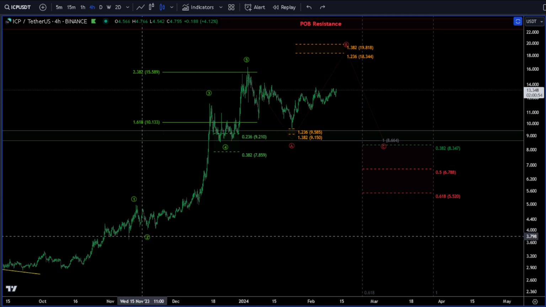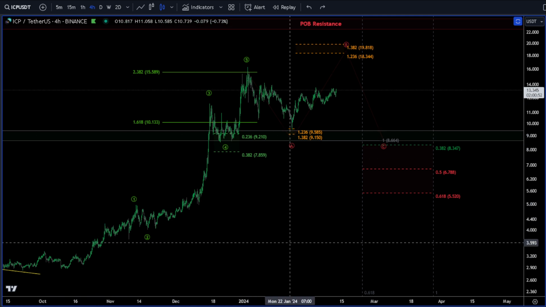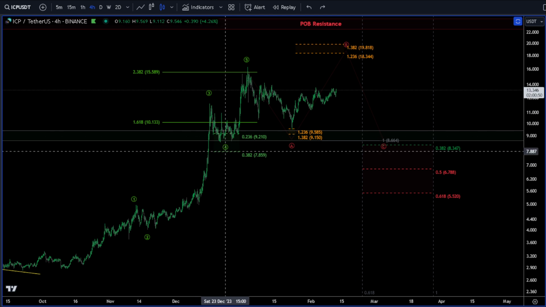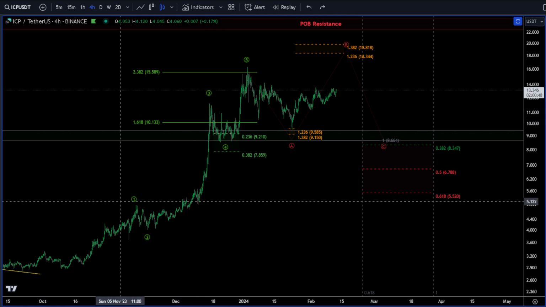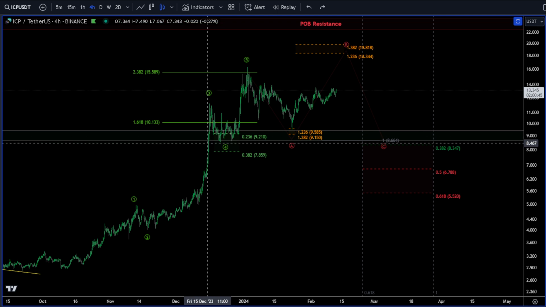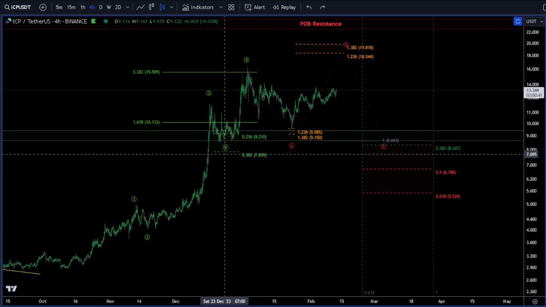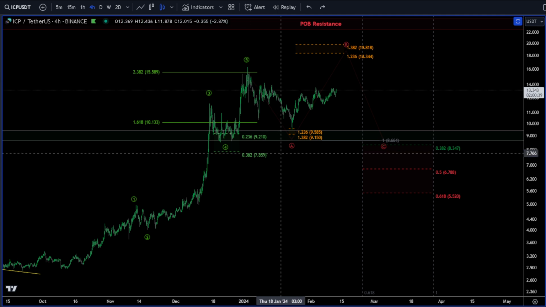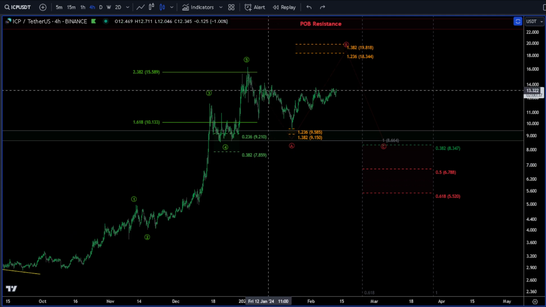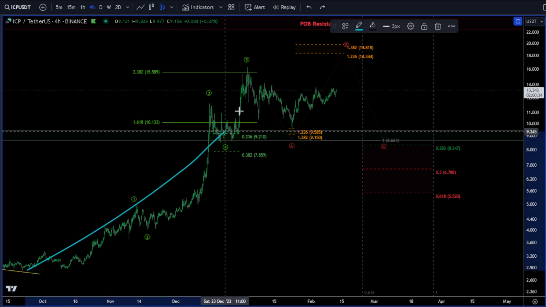Now on the 4 hour, just wanted to show you our 5-wave move to the upside. We had our third wave come past the 1.618 extension of wave 1 off our wave 2. We had our fourth wave between the 236 and the 382 retracement of wave 3 and our extension at the 2.382 for our fifth. And now we are correcting this entire move to the upside.